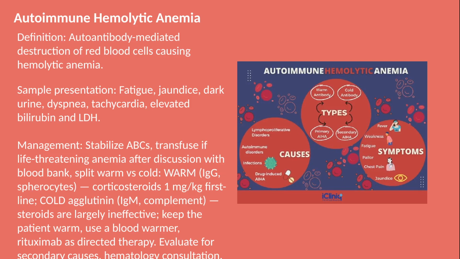Now the pearl that matters at 3 in the morning. Cross-matching is difficult in these patients because the autoantibody reacts with everything on the panel. Do not let that delay a life-saving transfusion. Work with your blood bank, accept the least incompatible unit, and transfuse the patient who is hemodynamically unstable or has end-organ ischemia. Evaluate for secondary causes such as lymphoma, lupus, infection, and drugs. Admit for symptomatic anemia or ongoing hemolysis.